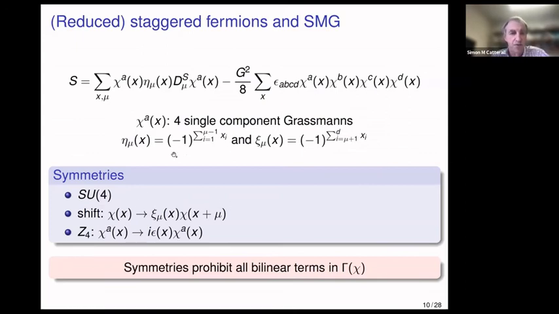So this has lots of symmetries. It has an SU4 symmetry. I can rotate these fermions into each other. I can shift; this is sort of a discrete translation symmetry. And then there's this Z4 symmetry where I can just multiply any staggered fermion by i epsilon, where epsilon is the site parity operator. And it's very easy to see that these symmetries prohibit all the bilinear terms in the effective action for the theory. So the way I've written it down, it doesn't allow you to generate mass terms naively, at least in the effective action.